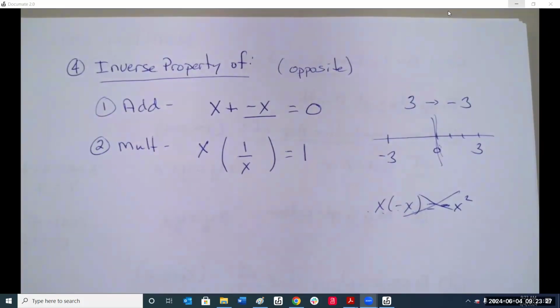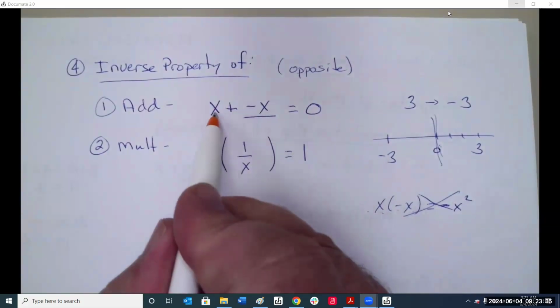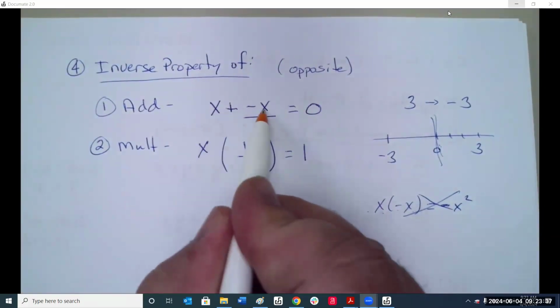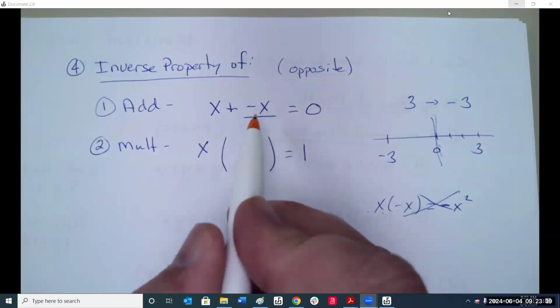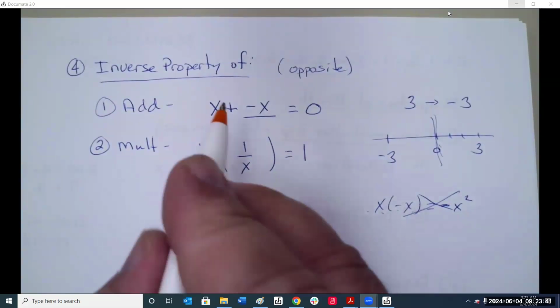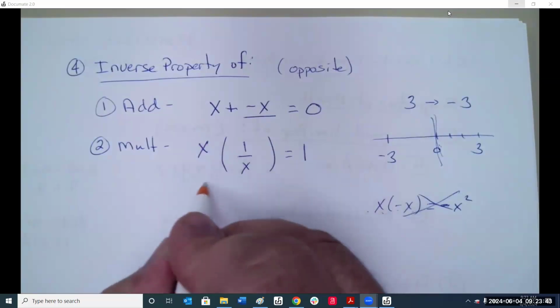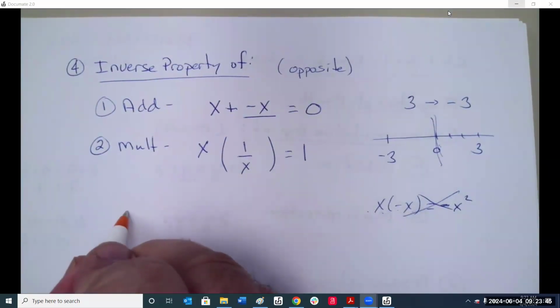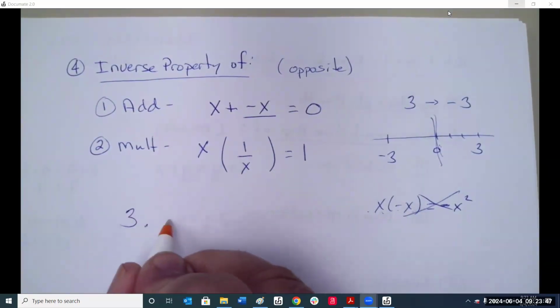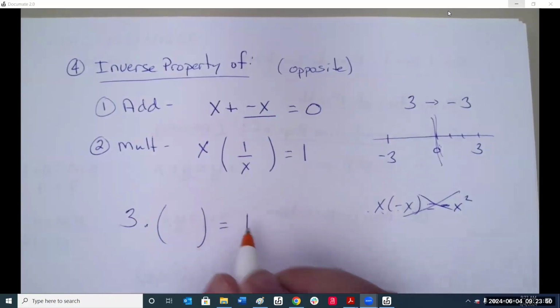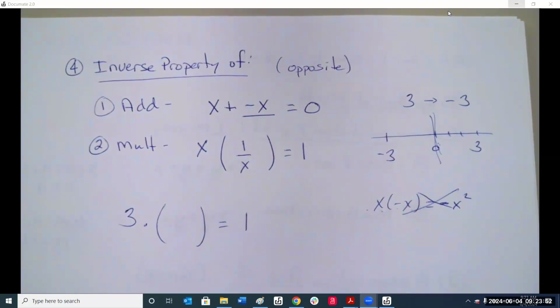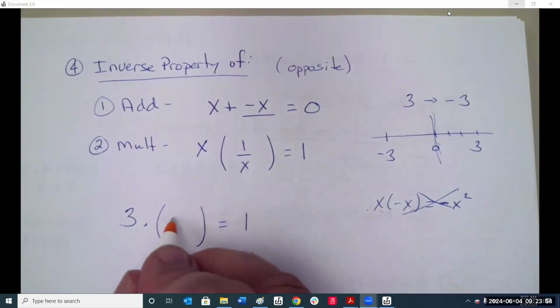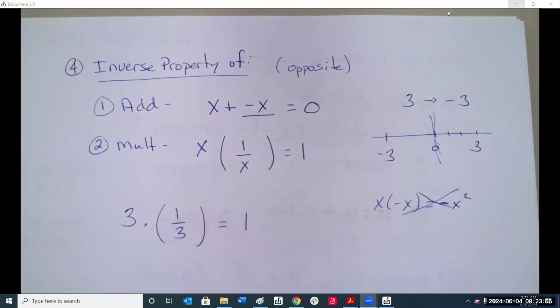No, don't close it. That's why I put the trash can there. Because remember, we wanted to get rid of this x, so we added negative x. We want to get rid of this x here. What does this number really look like? In other words, if I had 3, what do I multiply to 3 to make it equal to 1? 1 over 3. Why is it 1 over 3?